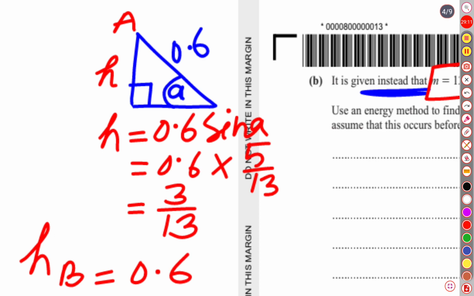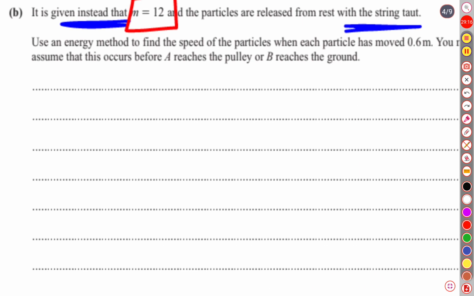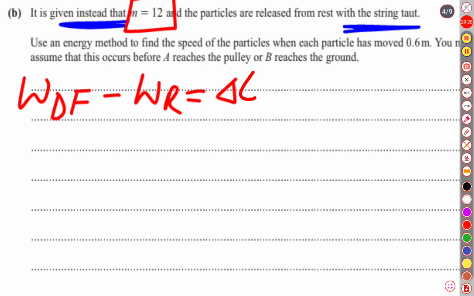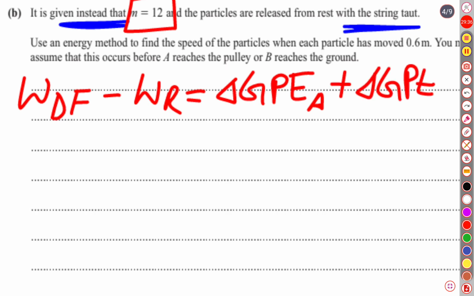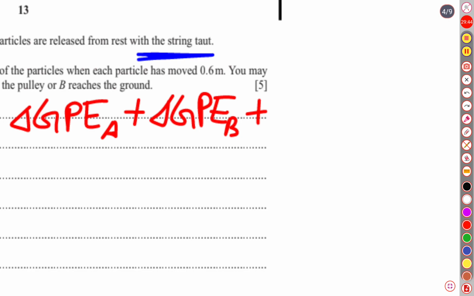Well, now we are going to apply the concept they have told. They have told us to apply the energy equation. So let us write the energy equation: work done by driving force minus work done by resistance force is equal to the change in GPE, as there are two particles, so change in GPE of A plus change in gravitational potential energy of B, plus change in kinetic energy of particle A, plus change in kinetic energy of particle B.